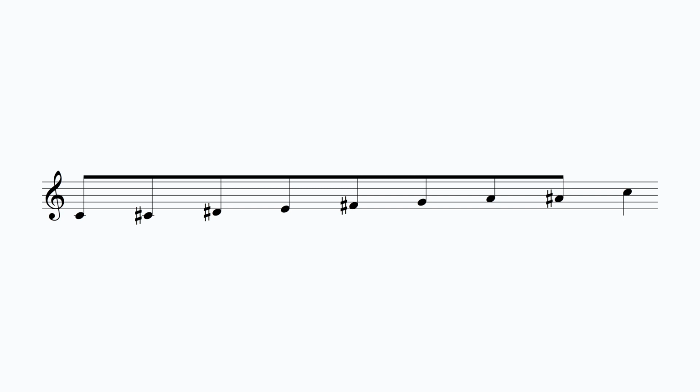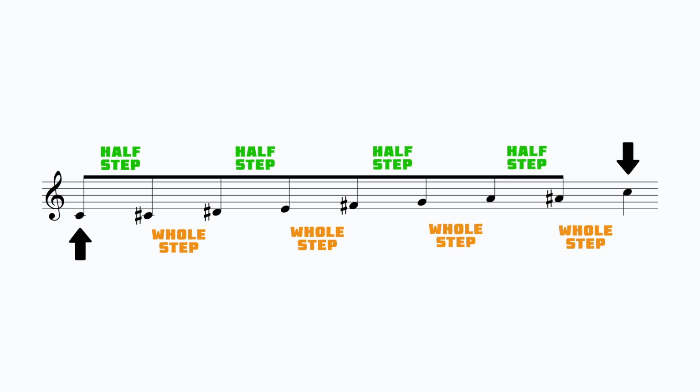The octatonic scale is an alternation between whole steps and half steps. If you start on C and go up a half step, followed by a whole step, and continue this pattern all the way up to the C above, you will have formed one of the octatonic scales.